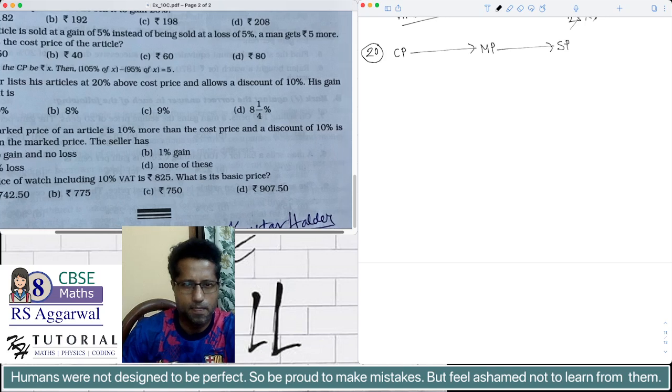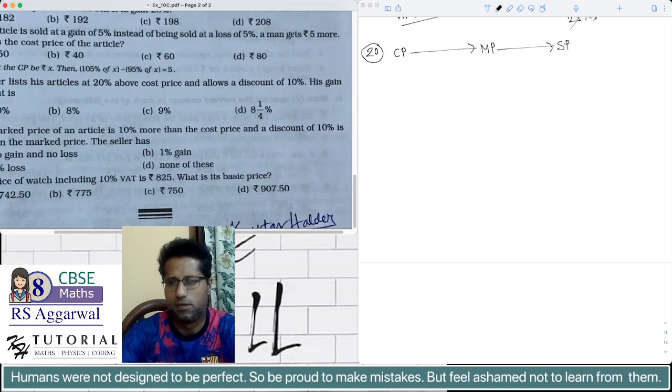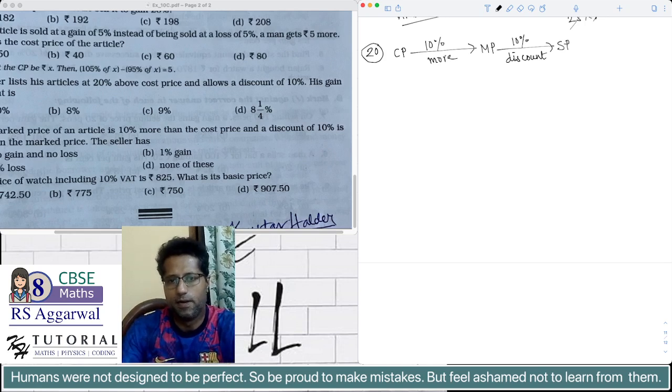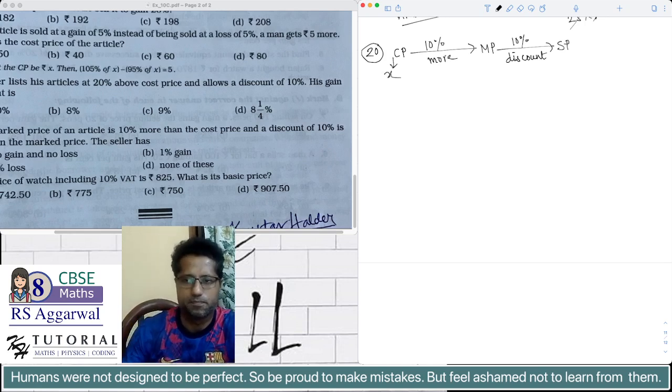And a discount of 10%. So a discount of 10% is given, and the mark price of the article is 10% more than the cost price. So mark price is 10% more. Okay, so let the cost price be X.